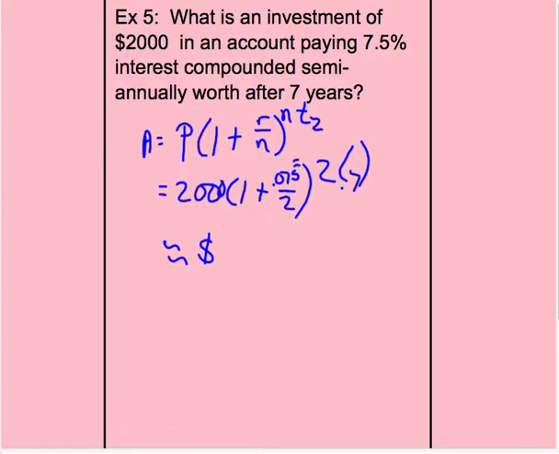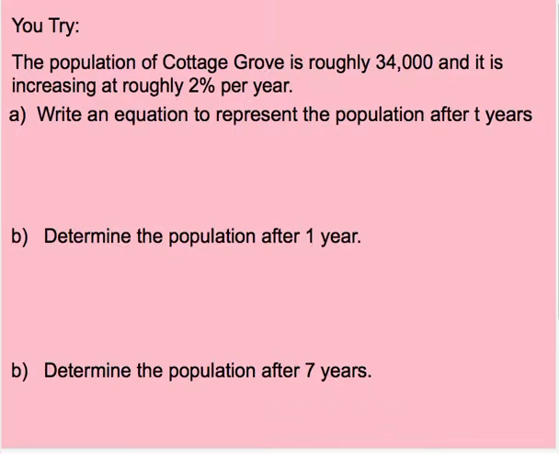If the numbers get really big, either multiply those two together so that you know what your exponent is, or use parentheses around them when you punch it into your calculator. This is about $3,348.60, what our account would be worth after 7 years. And you try. For some reason I have B twice. We'll just change this one to C.